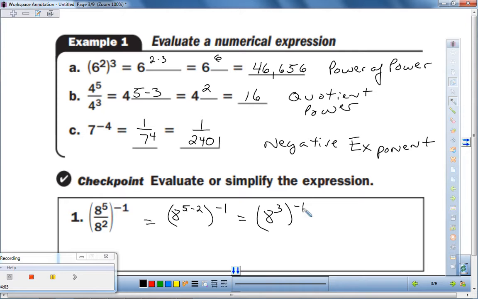Okay, now we're going to do power of a power, so it'd be 8 to the negative 3rd, because we end up with 3 times negative 1. Then we're going to use the negative exponent property, so it's going to be 1 over 8 to the 3rd. And then finally we're just going to take 8 to the 3rd power, so we end up with 1 over 512 as our final answer. Now there are some of these steps you can kind of skip if you understand how we're coming up with them. You don't have to go step by step.